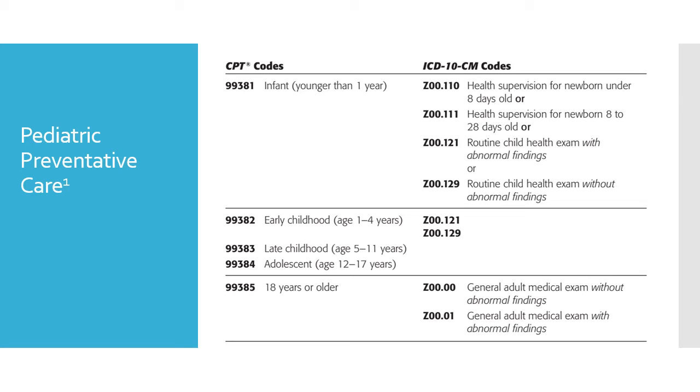These are the CPT and ICD-10 codes to follow when billing for a pediatric wellness visit. Notice that the codes are determined by the age of the patient. So a 99381 is the CPT code for an infant younger than 1, but then a 99384 is for an adolescent between 12 and 17. You also have Z00.110, which is for newborns under 8 days old, but then the Z00.121 and Z00.129 are for kids 1 through 17.